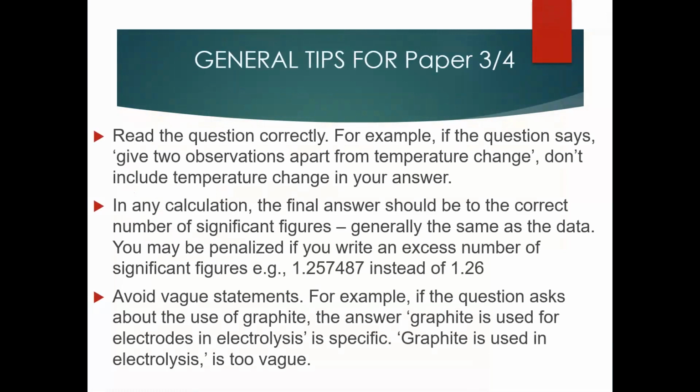Here are some general tips for paper 3 or 4. Read the question correctly. For example, if the question says give 2 observations apart from temperature change, don't include temperature change in your answer. In any calculation, the final answer should be to the correct number of significant figures, generally the same as given in the question. You may be penalized if you write an excess number of significant figures. Example, 1.257487 instead of just 1.26.